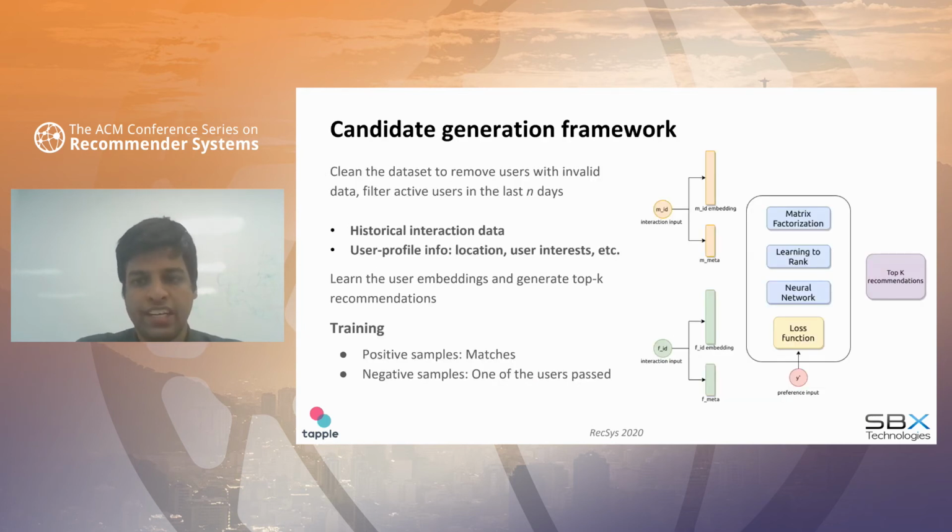So we first clean the data set to remove users with missing or invalid or spurious data, and filter users who are active in the last n days. We have the interaction data now and the user profile metadata as well, that has information like location, users' interests, and so on. And once we have this, for training our models, our framework has all the usual collaborative filtering algorithms that we have discussed in this conference so far, be it matrix factorization, learning to rank, and neural network-based methods to generate the top-tier recommendations.